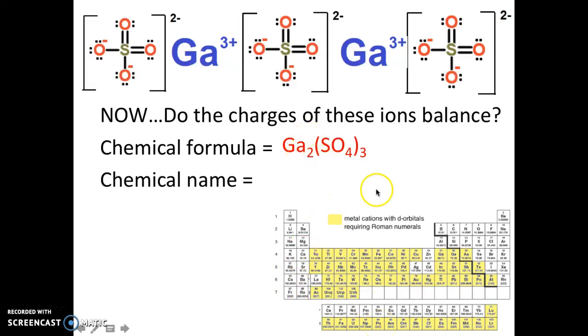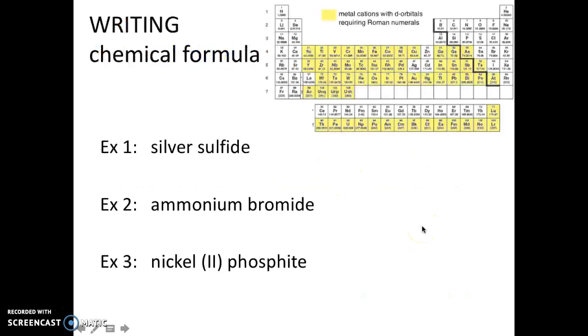So going back, gallium is highlighted right here, which means that gallium requires Roman numerals. So what charge does gallium have? Looking at the original compound, it has a 3+ charge. So we would write gallium with a Roman numeral 3 to represent that 3+ charge. So the Roman numeral reflects the charge of the ion in the ionic compound, specifically the metal cation. Sulfate, if you look at the anions, is actually never modified. You never modify that name, so it's just called sulfate: gallium(III) sulfate.